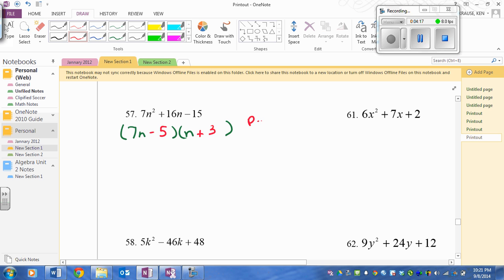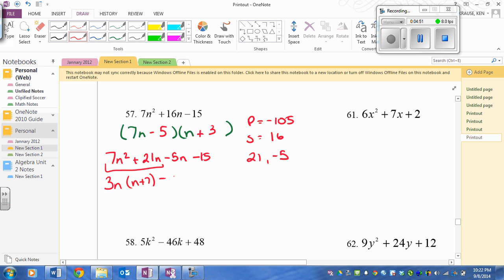So do the other way, product equals -105, and the sum equals 16. You may not know it, but that's going to be 21 and -5. Those are your two numbers that multiply to 105 and add up to 16. So I'll rewrite this 7n squared plus 21 and minus 5 and minus 15. Out of these, I can take a 3n out, and I'm left with n plus 7. Out of these, I can take a 5, and I'm left with n plus 3.